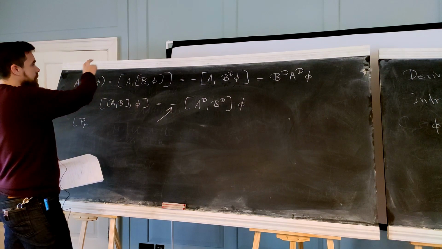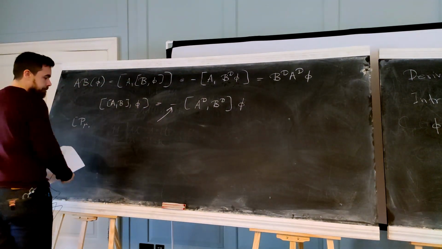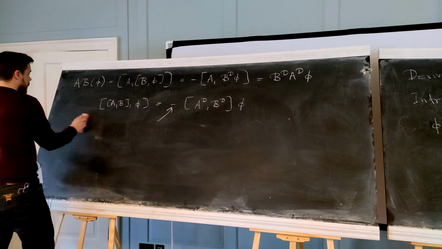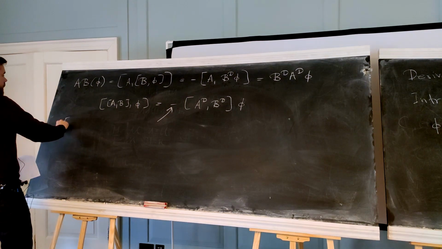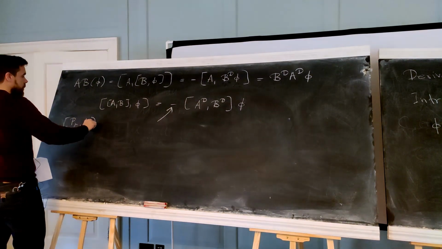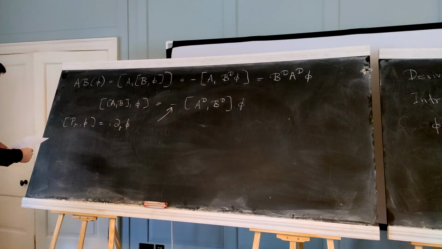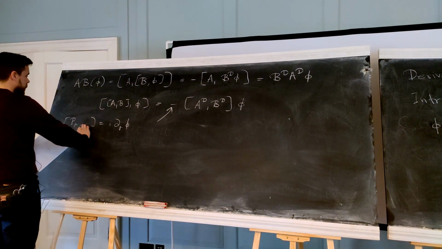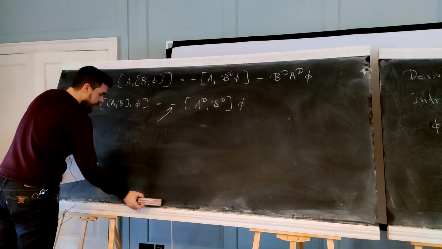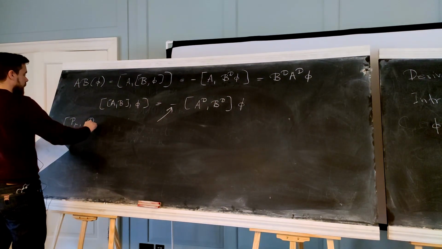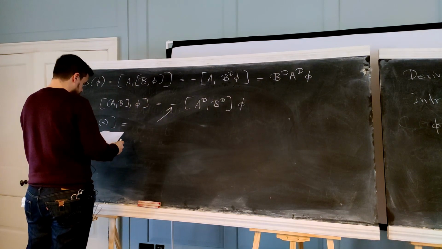Because operators compose in opposite ways in the different representations, this is something you have to be careful about. Oh yeah, no, I shouldn't have erased that. So now, I wrote already down that P mu on phi is i d mu phi. Sorry, let's not write it on phi. Let's write it more generally on some primary O_i of x.